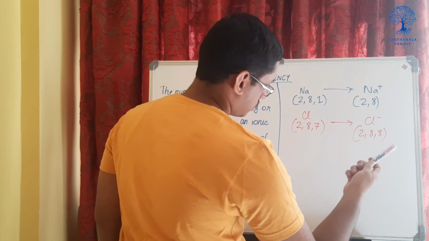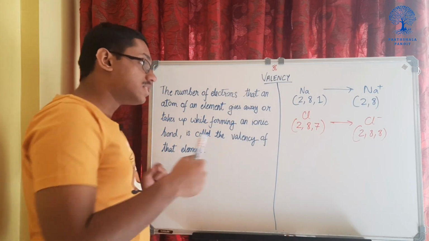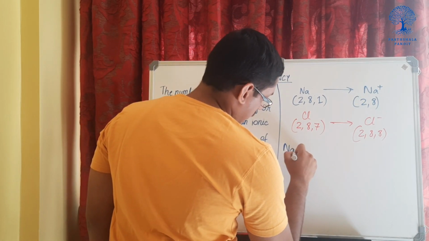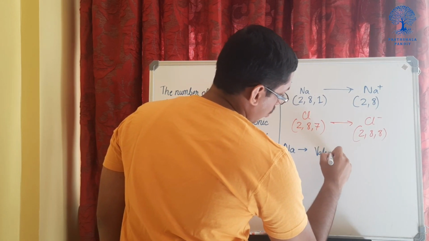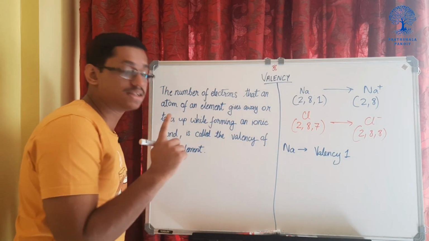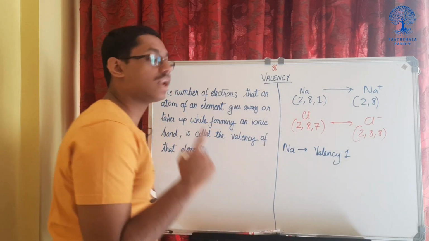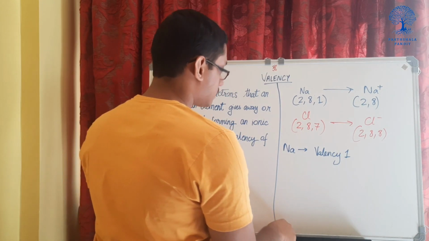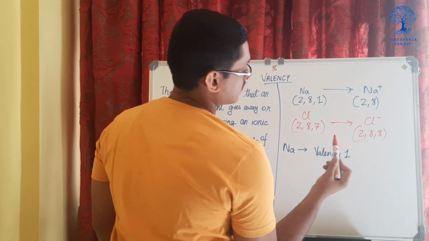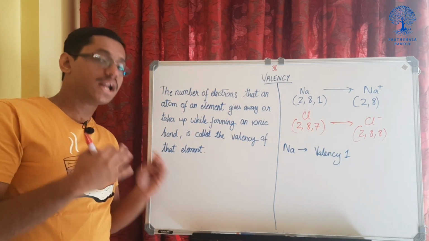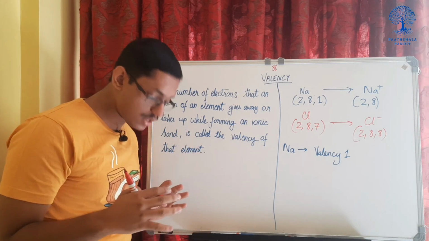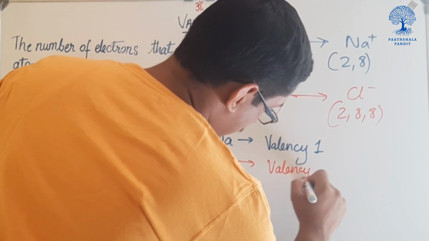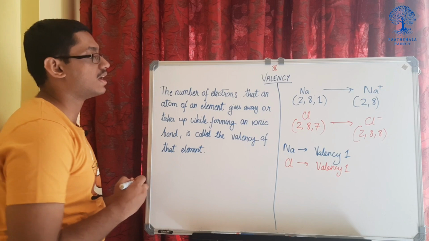If it gives out just 1 electron, then that means sodium has valency 1. Its valency is 1 because it gives only 1 electron. It cannot give out more electrons. Next, what is the valency of chlorine? Chlorine, you can see, can take only 1 electron. After that it is full. Then chlorine has valency 1.